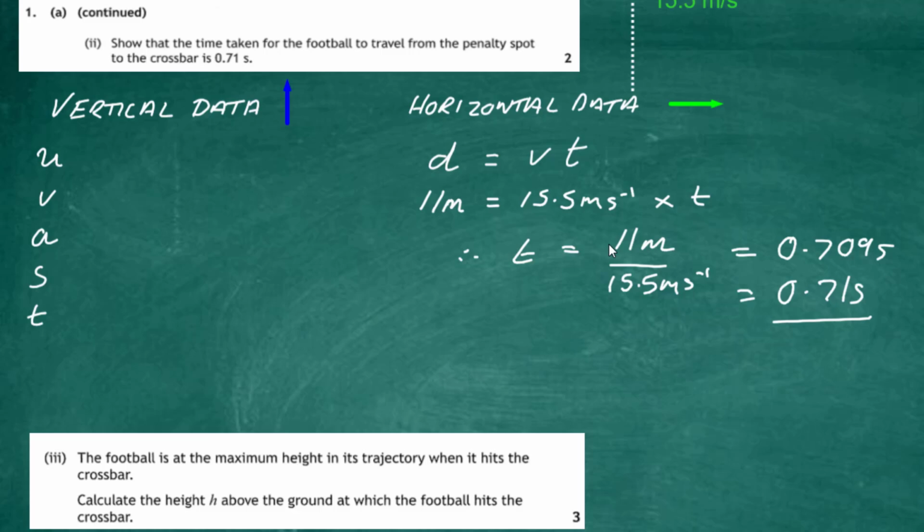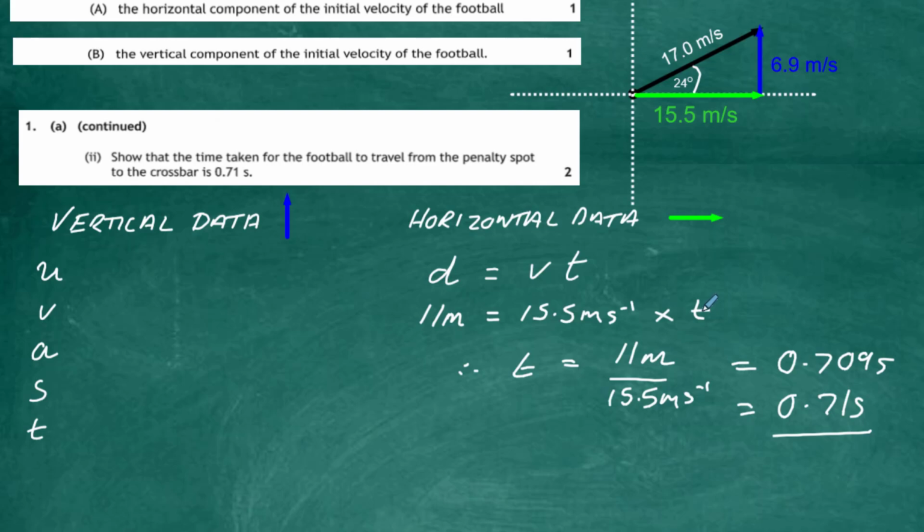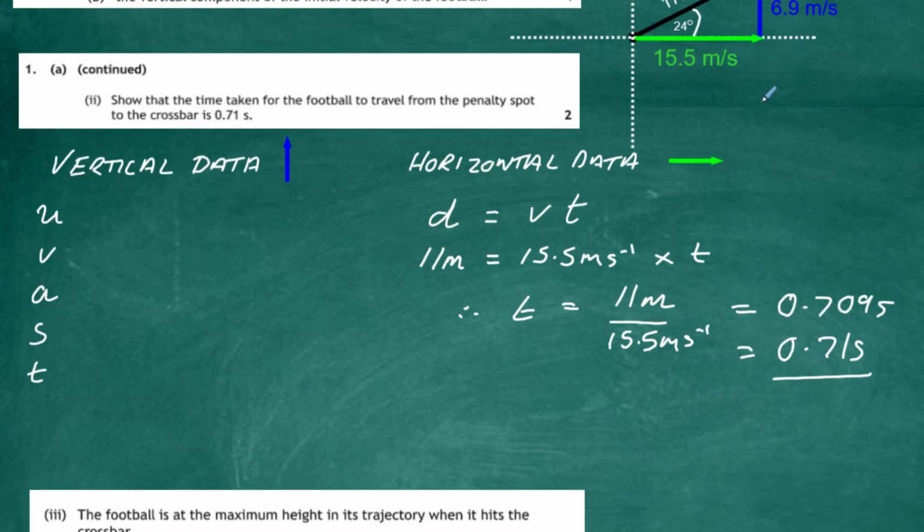So now we put in all our vertical data. The initial vertical velocity is going to be 6.9. There's the initial vertical velocity there, and it's always a common mistake to put in 17 for this. No, we're dealing with the vertical data, that's why I put it into the blue arrow. The blue arrow is 6.9, so our initial vertical velocity is 6.9, so we put that in there. Now we've got to fill in the rest of the data vertically.